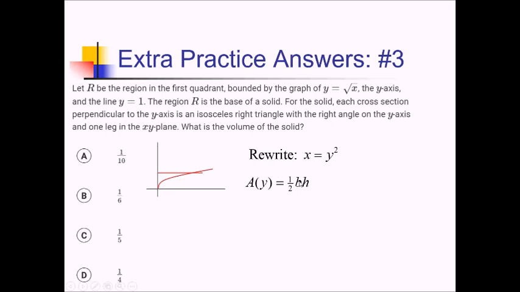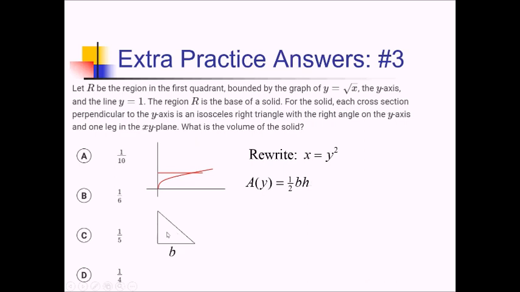So to do that, let me get a closer look at these triangles. Here's one of these triangles. They said it was an isosceles right triangle and that one of the legs was in the xy plane. So that means that these triangles coming across here, this base here is basically, no pun intended, the distance from the y-axis to this x equals y squared curve. The problem is that we don't have a way of talking about the height in terms of y just yet, but we will.